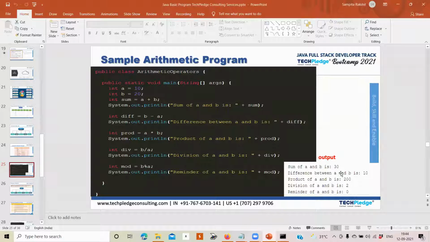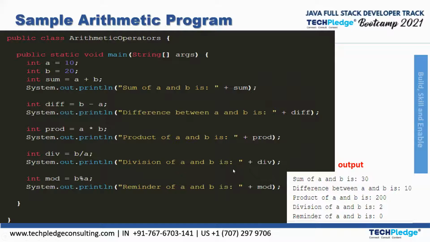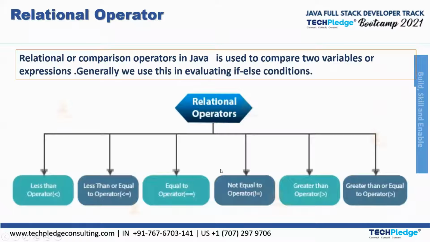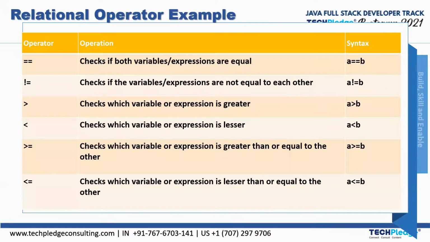Now let's go to the next one. So what is the next one? This is the relational operator. Relational means you're comparing, right? Comparison is always done between two variables. So it has to be either less than, equal to, not equal to, greater than, or greater than or equal to. These are the 6 relational operators that we use in Java.